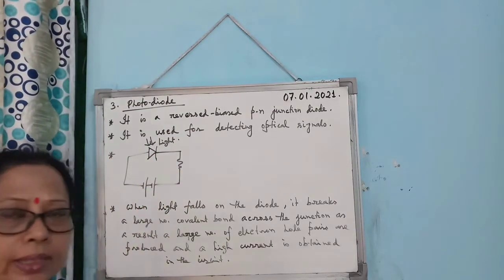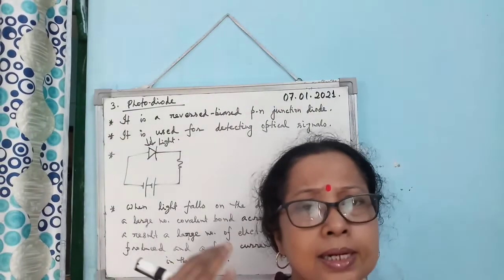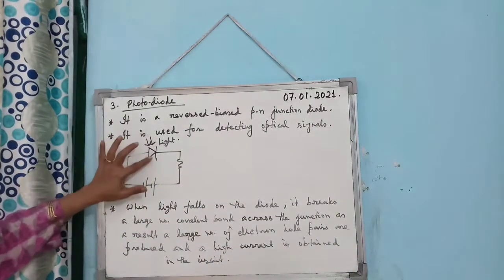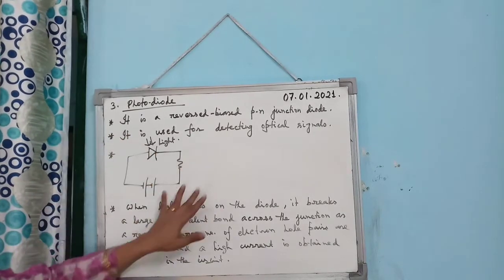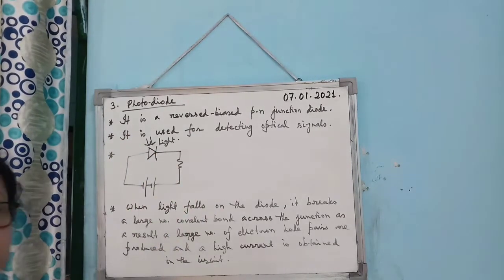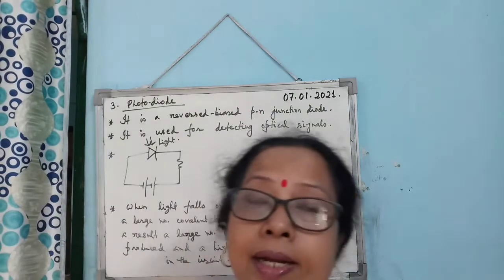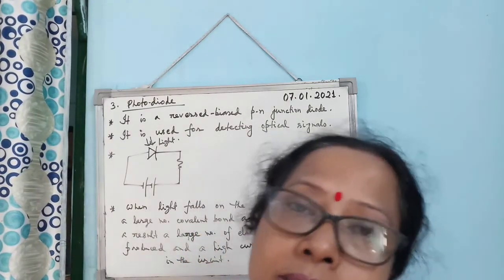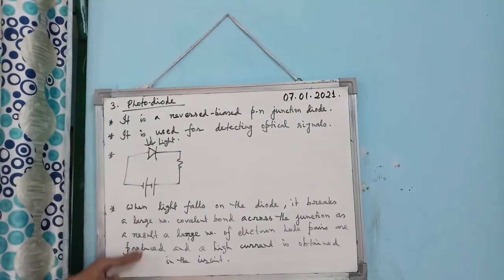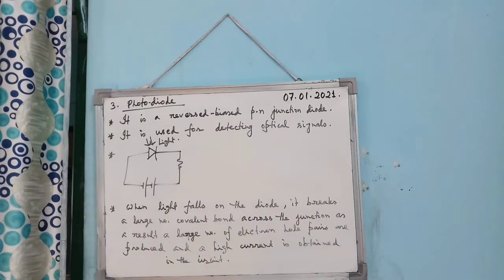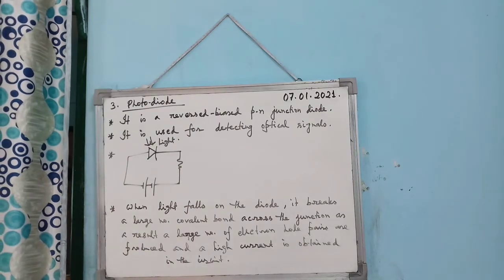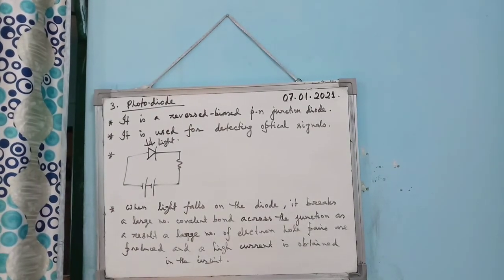Because we know that in the reverse biasing condition almost negligible current passes through the circuit. But in this case, when light falls on the diode, a large, high current will pass through the circuit. So this special kind of diode is used to detect any optical signals. Alright, so these are all the points regarding the photodiode. You must learn and practice all the points regarding the photodiode.